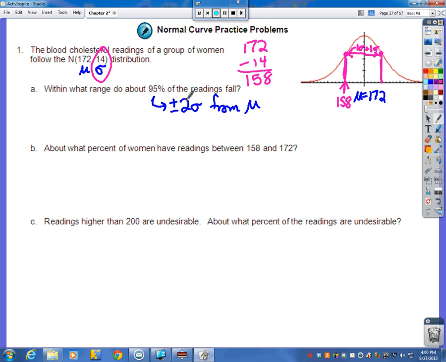Now, I need to go 2 standard deviations, so I need to drop another sigma or another 14. So now if I subtract another 14 from 158, I'm now at 144. So 144 is the equivalent of 2 standard deviations below the mean. They're looking for a range though. So I know the lowest blood cholesterol reading I could have and still be considered in the middle 95% would be 144. And we can go up to, now we need to go on the right side and figure this thing out.